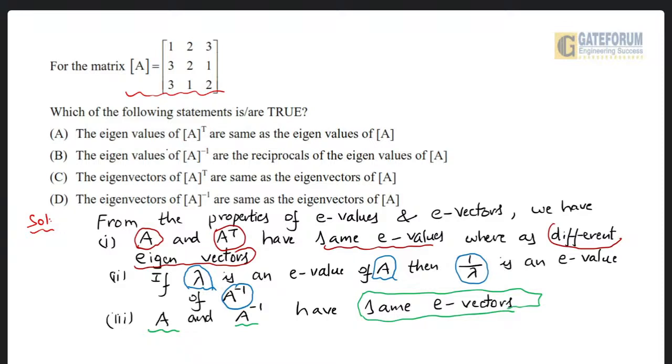The options, that means the true statements: option A, option B, option D. C is not true, since A and A transpose have different eigenvectors. So the answer is A, B, D. Okay. A, B, and D are true. This is the end of the question.